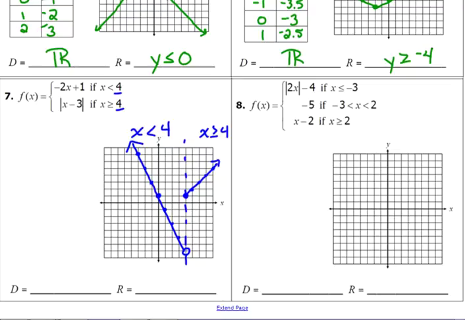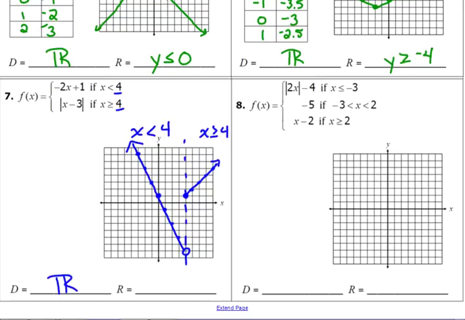Positive 3 is not part of this part of the function. We start at 4, so we're just missing the vertex. It's still there. It's just not showing up because of where this piecewise function changes. Okay. So the vertex is still at 3, but that part of the function doesn't apply until we get to 4. So that's why we don't see the full shape of the absolute value. The domain of this is all real numbers, okay, because we've got less than 4 and then greater than or equal to 4, so we hit them all.